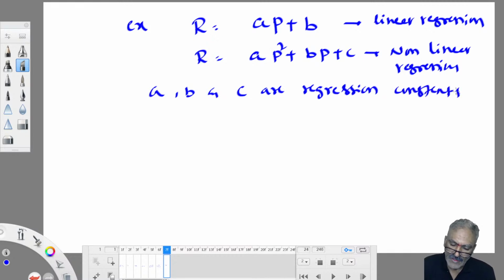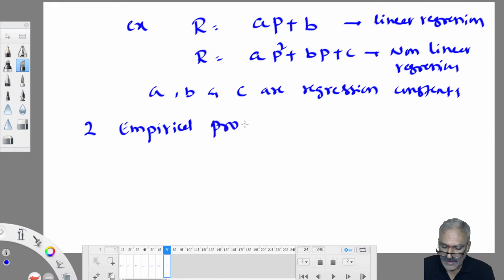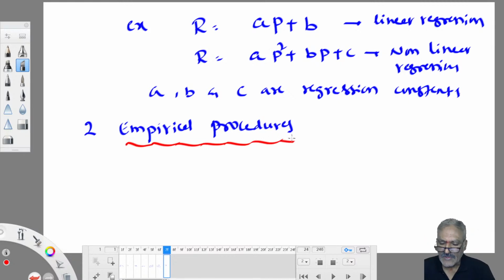So this is one method available to work out the rainfall-runoff component. Rainfall is a measurable quantity, so find the runoff using the equation. That's one method. We also have many empirical procedures. These empirical procedures were developed by British engineers when they were ruling our country. Even today we are using them.